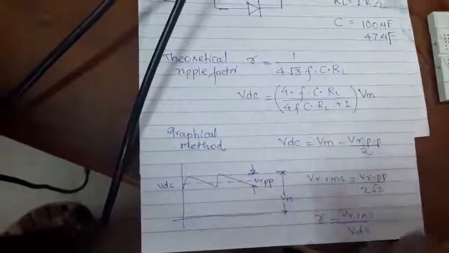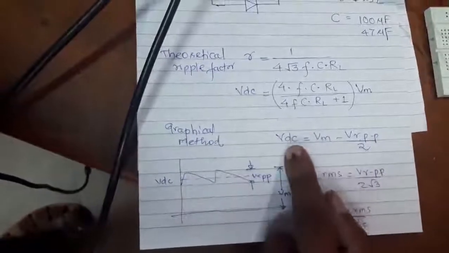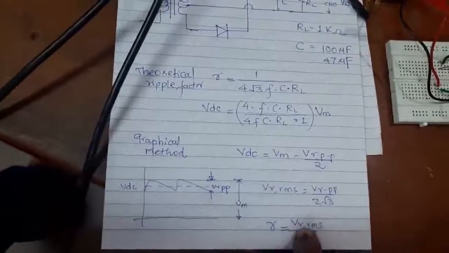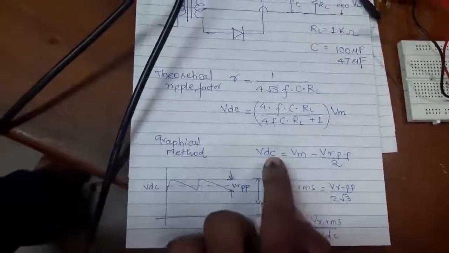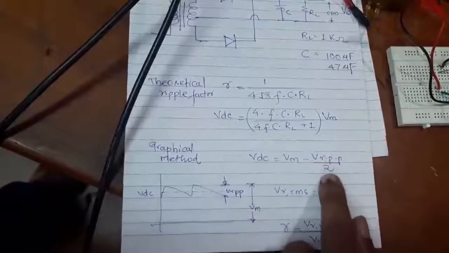Next, what you need to do is, now I am talking about only practical values. If I want to find out, ripple is nothing but VRMS upon VDC. So you have to find out what is VRMS and what is VDC. Now, to find out VDC, it is nothing but VM minus VR peak to peak by 2.